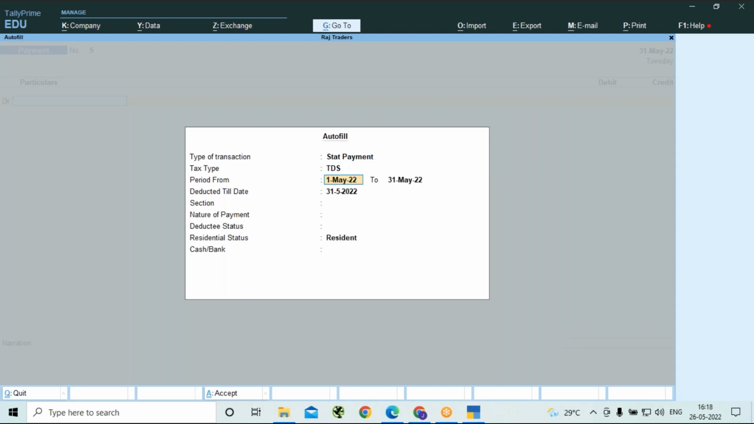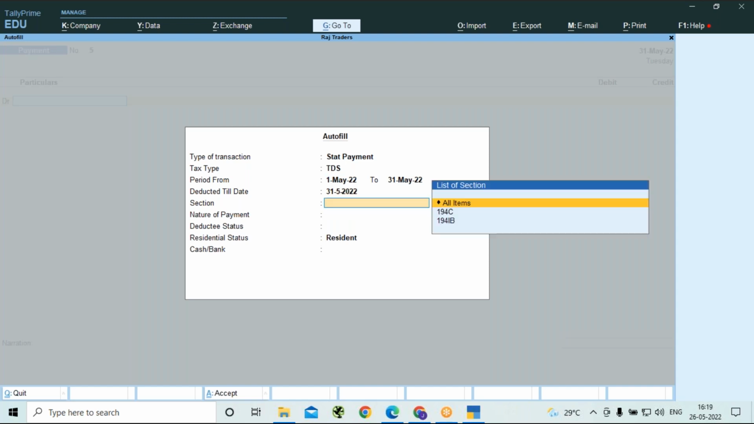Then you are supposed to select the period for which you have deducted the TDS. Here, by default, it has taken the period of 1st May to 31st May. Yes, I'm making this payment to the government for the transactions related to the May month. So it has taken the 1st May to 31st May. Then the last date of TDS deduction for this month was 31st May.